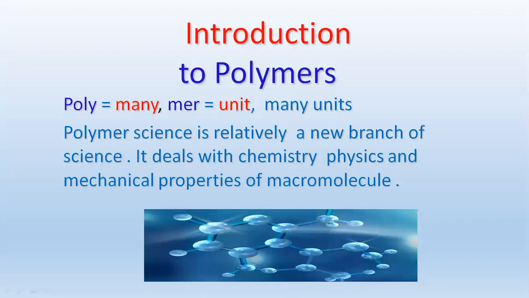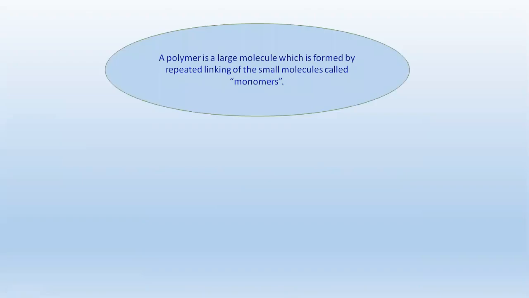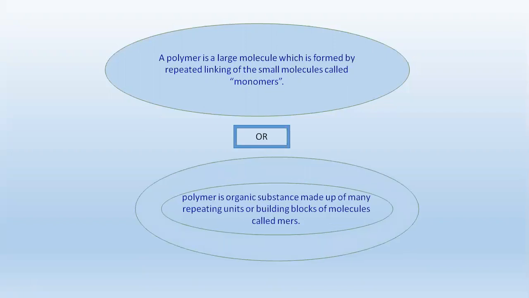Introduction to polymers. Poly means many, mer means unit: many units. Polymer science is a relatively new branch of science. It deals with the chemistry, physics and mechanical properties of macromolecules. A polymer is a large molecule formed by repeated linking of small molecules called monomers. Or, a polymer is an organic substance made up of many repeating units, or building blocks of molecules, called mers.